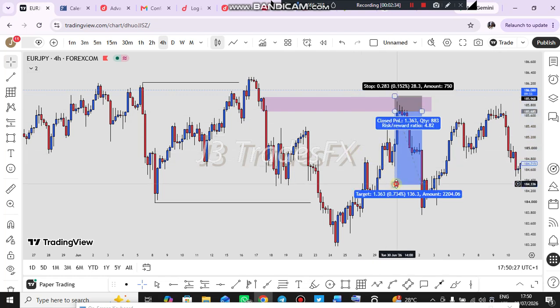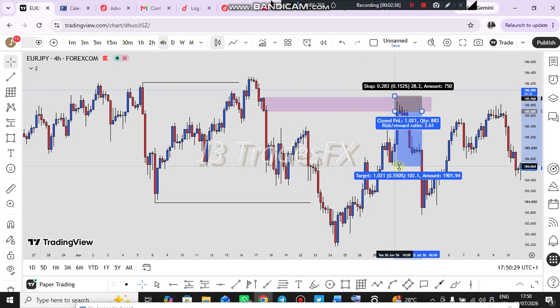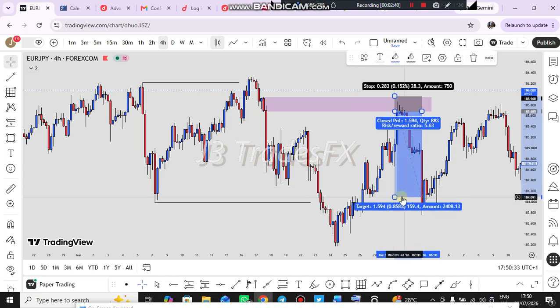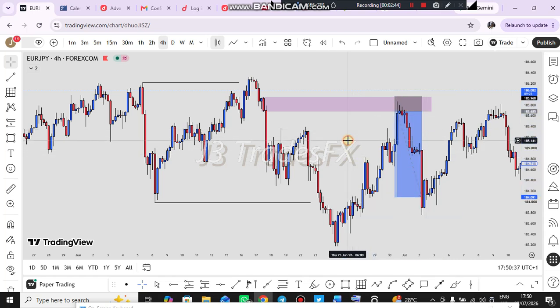So by that, you can as well target the internal range liquidity right here or the next internal range liquidity right here for your take profit. So this could have given you a nice 5.63 risk reward ratio. So I hope in this video you learned the difference between a breaker block and a mitigation block, and a valid one and an invalid one at that.